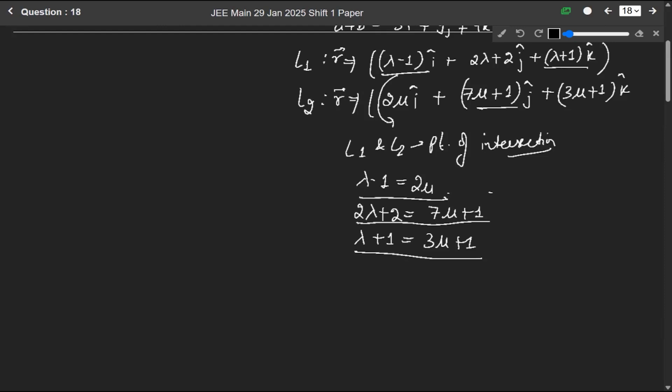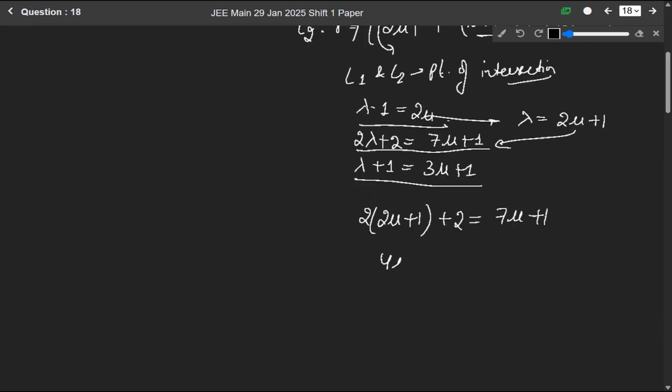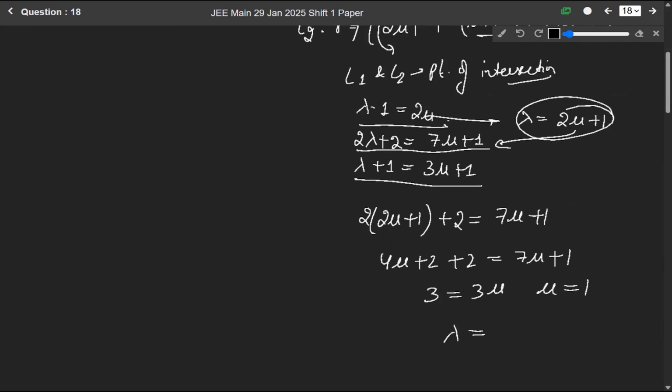So from here we can write λ equals 2μ plus 1. If we put it here, 2(2μ plus 1) plus 2 will be equal to 7μ plus 1. So it will be 4μ plus 2 equals 7μ plus 1. So 4 minus 1, 3 equals 7 minus 4, 3μ. So from here μ will be equal to 1. And using this relation, we get λ equals 2 plus 1, means λ equals 3 and μ equals 1. Okay.